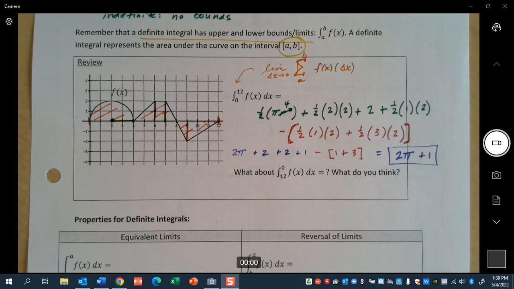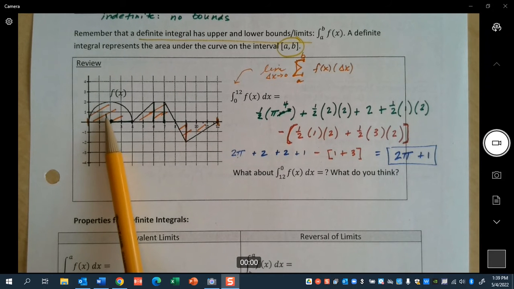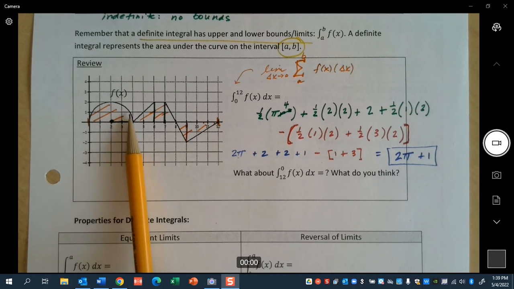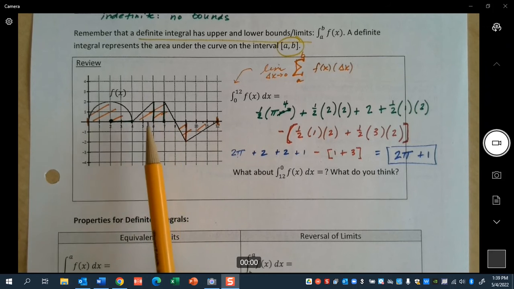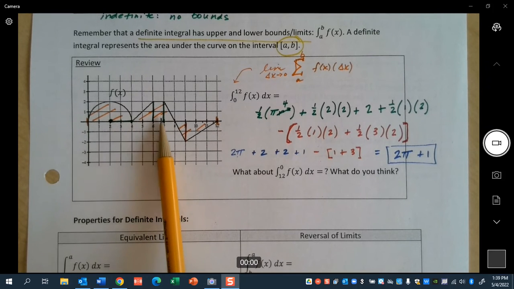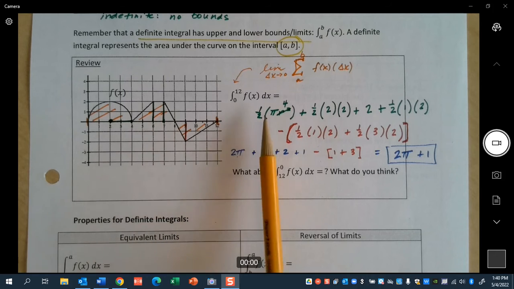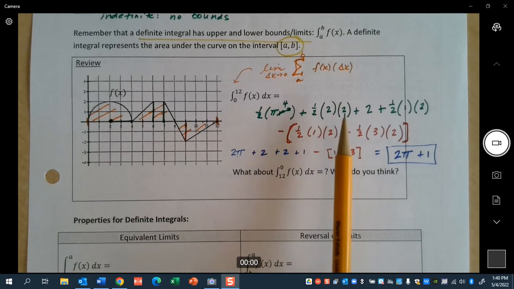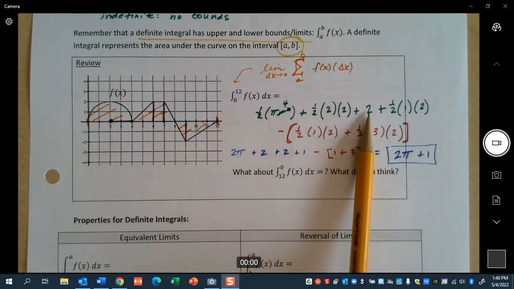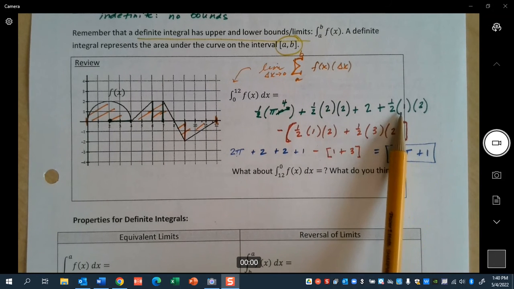So in green, I have my area of the positive curve. It's a semicircle, so it's half pi r squared. My r is 2. I divided my trapezoid into a triangle, a rectangle, and another triangle. So here's 1/2 base times height. Here's my area of that rectangle. And here's the area of the second triangle.